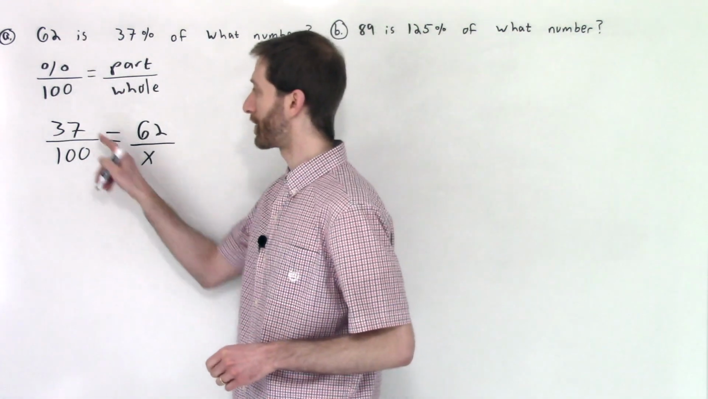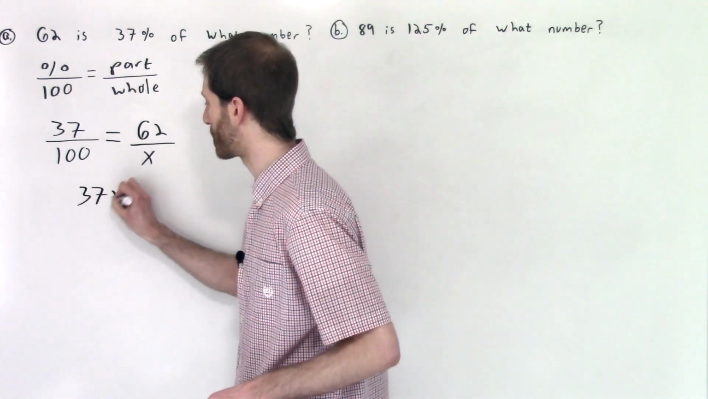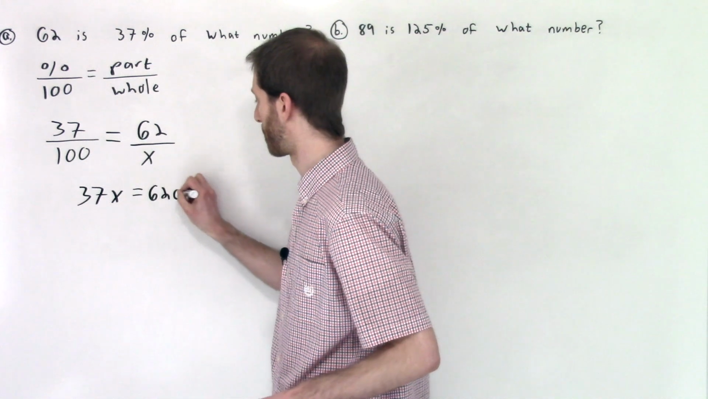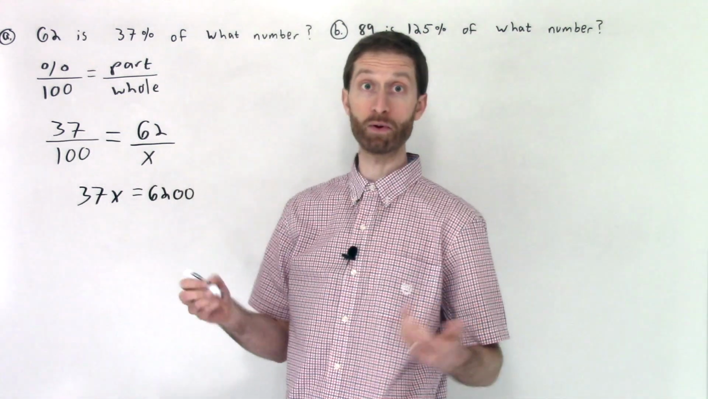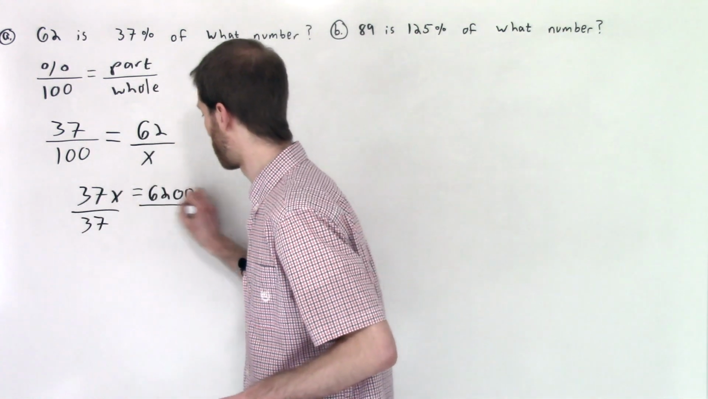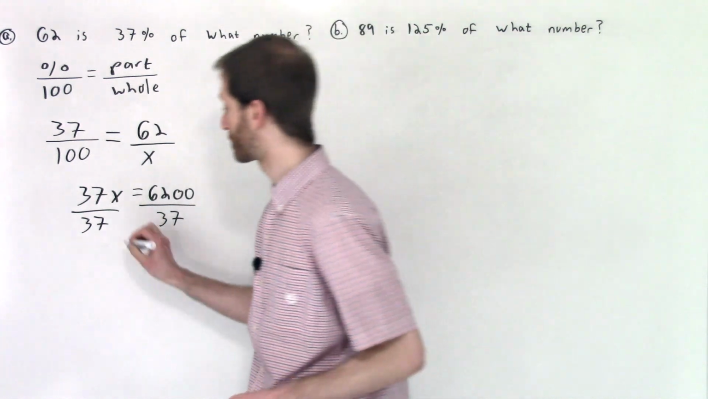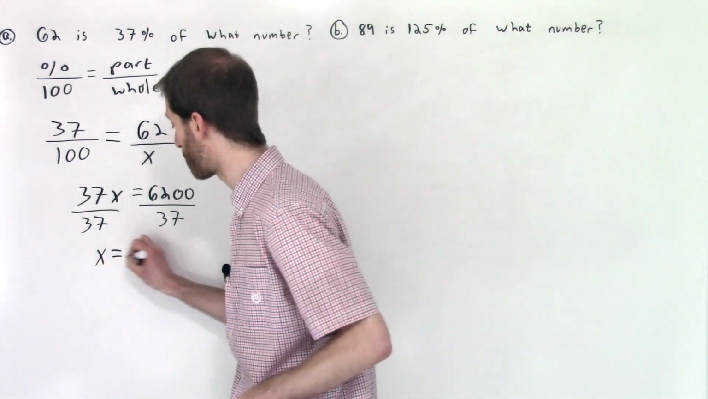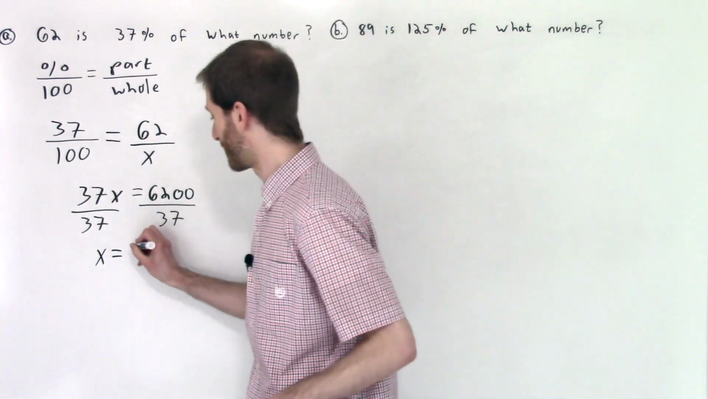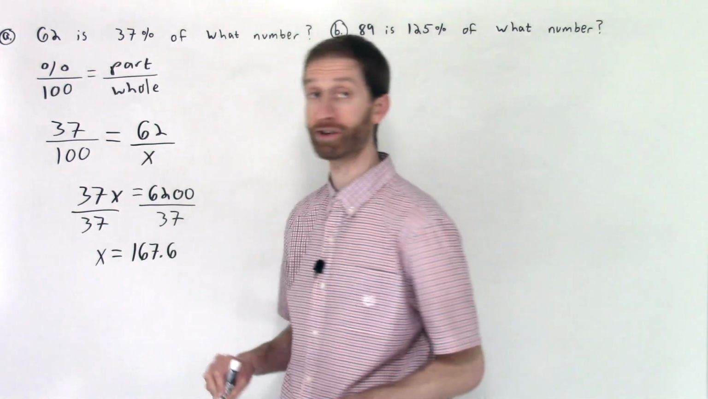So let's solve it out. We've got 37 times x, cross multiplication. 62 times 100 is 6,200. And then finally, we need to divide both sides by 37. And after I divide both sides by 37, I'm left with x. So my x value is alone. X is equal to, I've done this calculation out, I'm not doing this mentally, about 167.6. That's rounded to the nearest tenth.